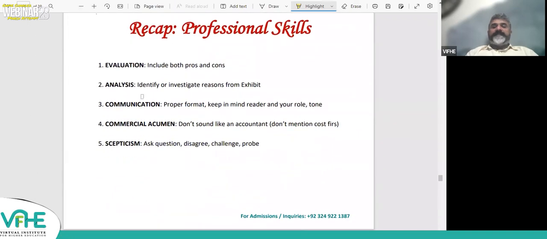Recap of professional skills, evaluation skill. Make sure that you include both pros and cons, not necessarily in equal quantity, depending on the information. Analysis, you have to identify or investigate the reasons from the exhibit. Communication focuses on format. Keep in mind the reader and your role, the tone of your drafting, like we or you, all these small things.